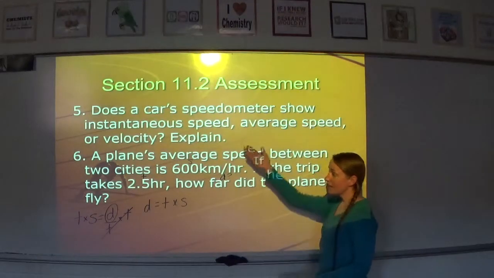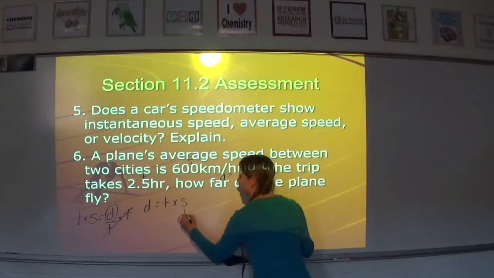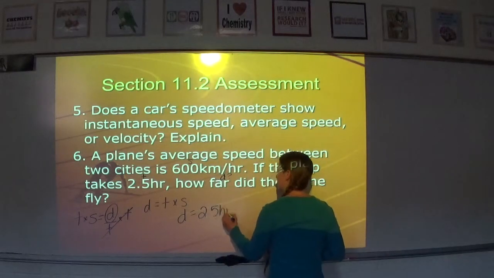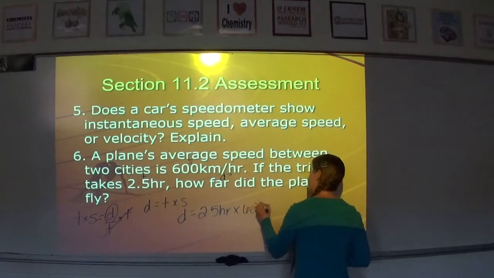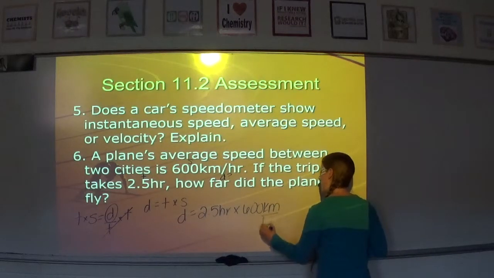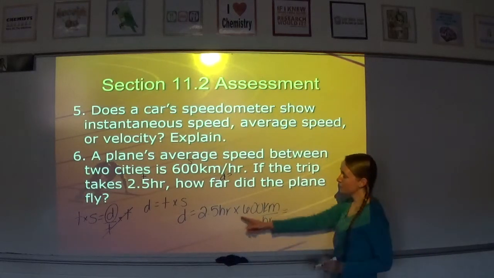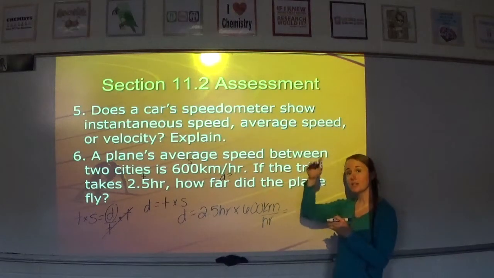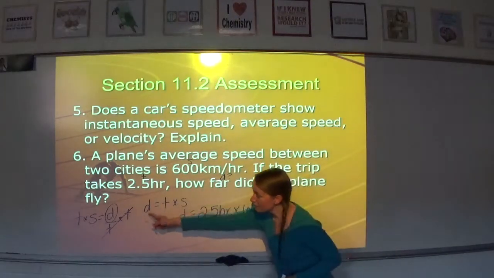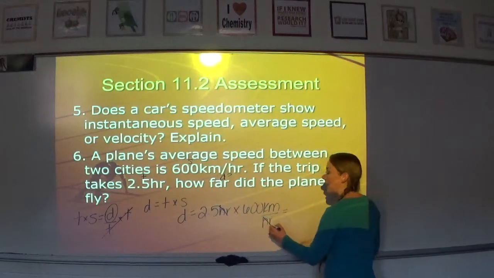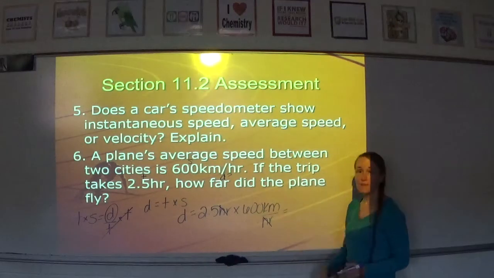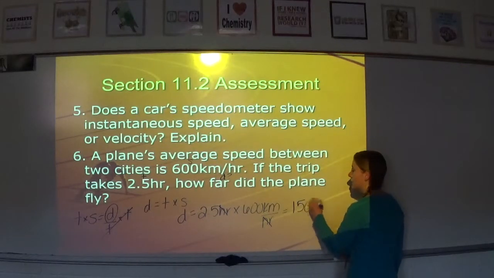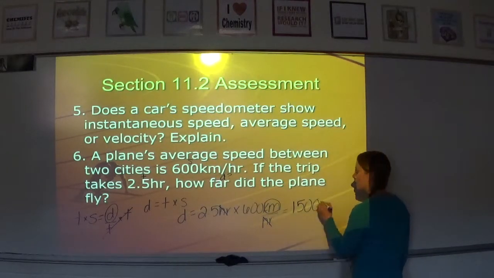All right, and so then I can plug in and solve for distance. So my time is 2.5 hours. My speed is 600 kilometers per hour. And so if you look, I have an hour on top and an hour on bottom. Remember, anything on top and on bottom, just like these t's over here, will cancel. So my hours cancel, and so I would do 2.5 times 600, and I get 1,500, and the unit that I'm left with is kilometers.